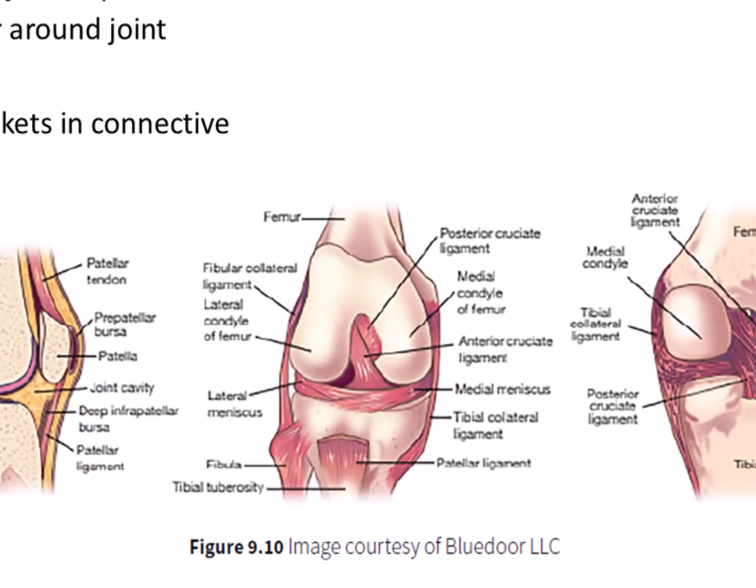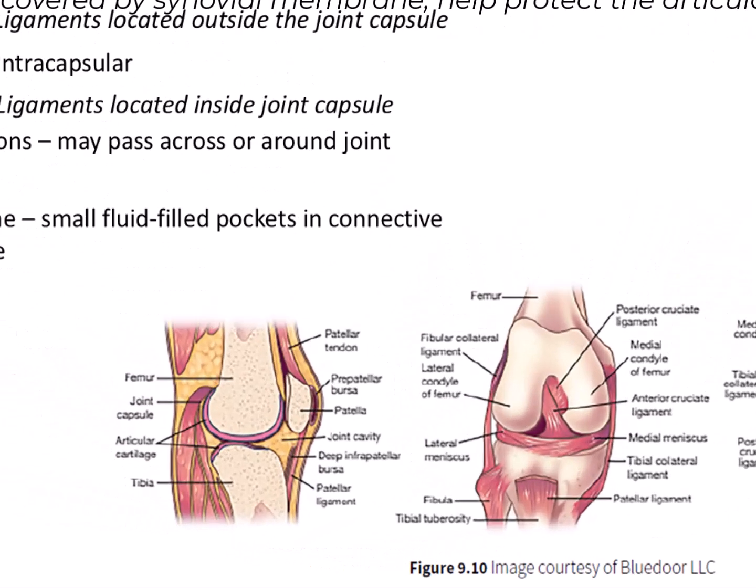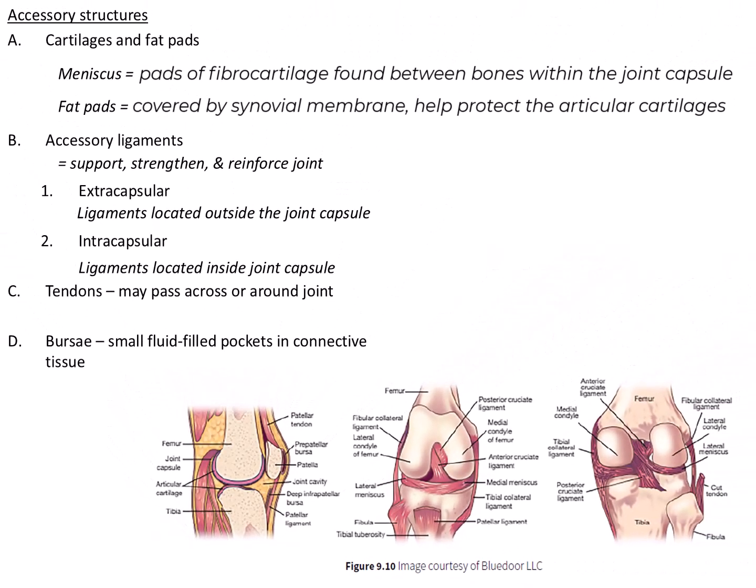When you look at this image of the joint, you can see the meniscus of the knee helping the femur and tibia articulate together more easily. There are some fat pads within that joint cavity as well. In addition, there are some accessory ligaments that help to support, strengthen, and reinforce the joint. There are two types of ligaments associated with a synovial joint: extracapsular and intracapsular.